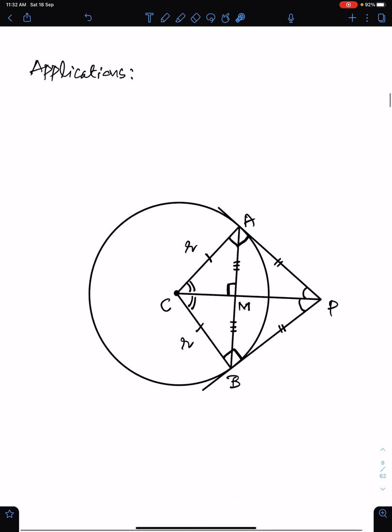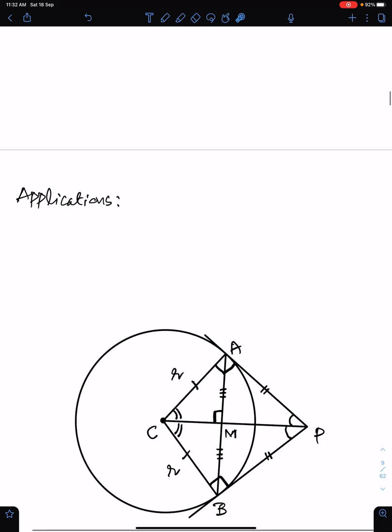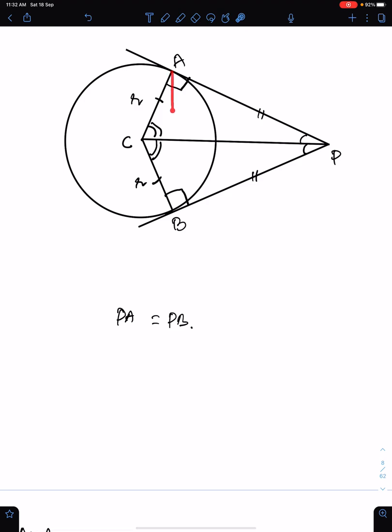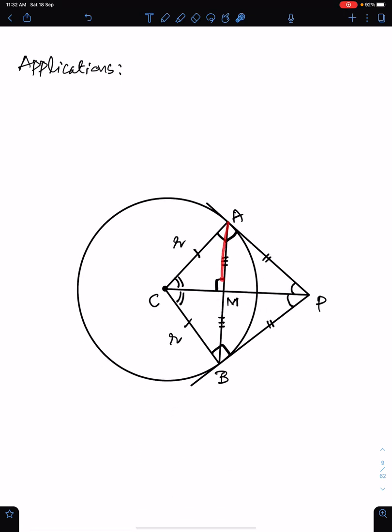Application of property number 4. See, if we make a chord AB, then this angle is 90 degrees, because the center to chord line is always perpendicular. And this is the midpoint of this chord.